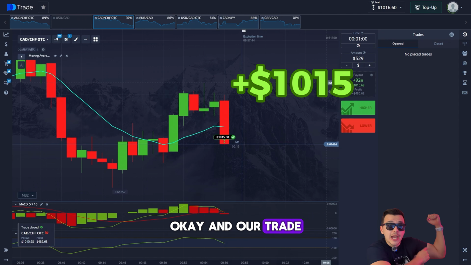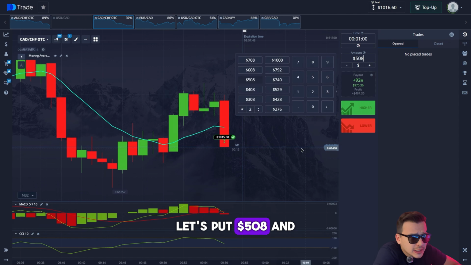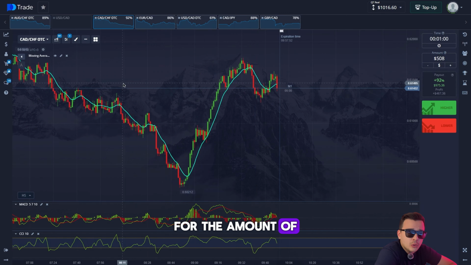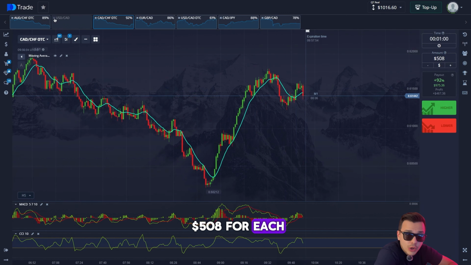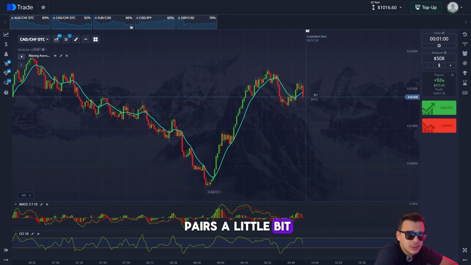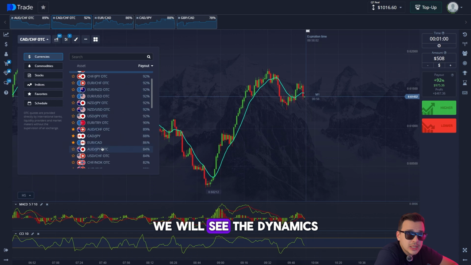And our trade closed again in the plus. Let's put $508, and now we will open two trades for the amount of $508 for each. But before that, we will change our currency pairs a little bit. Add better percentage. Now we will see the dynamics.